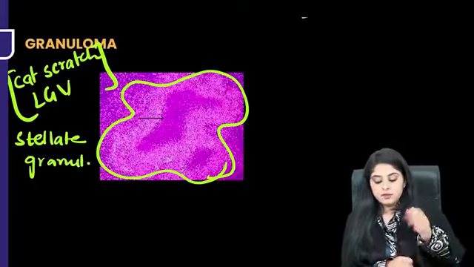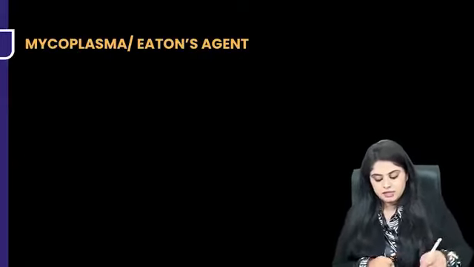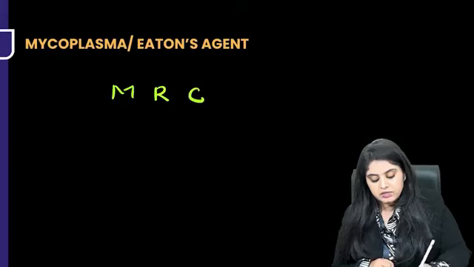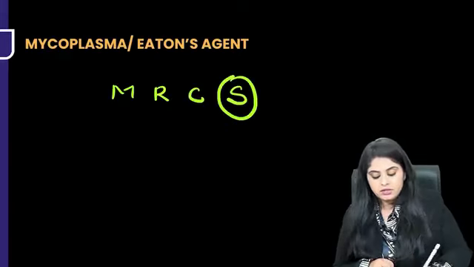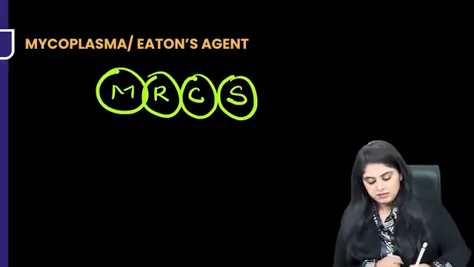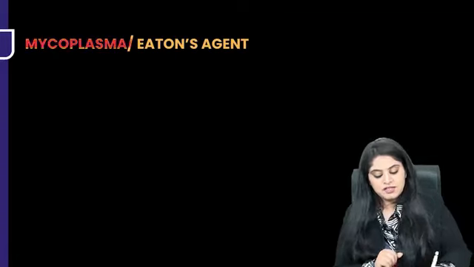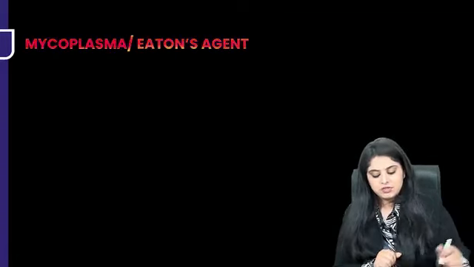Rickettsia, chlamydia done. We were doing an MRCS mnemonic. The MRCS mnemonic basically tells me that I am done with the gram-poor organisms. Spirochete done, chlamydia done, Rickettsia done. The last one is mycoplasma. The mnemonic for mycoplasma is mycoplasma itself. Best one of these. Mycoplasma or the Eaton's agent is your mnemonic.